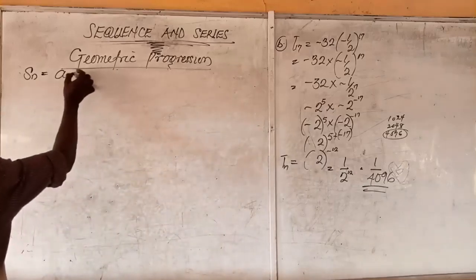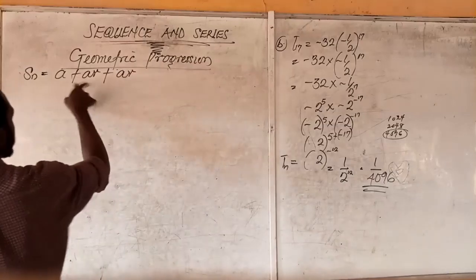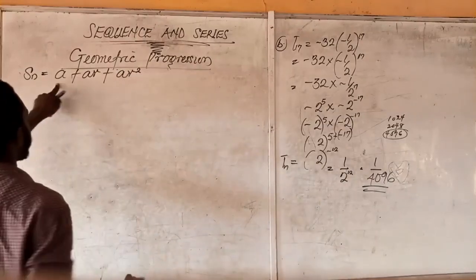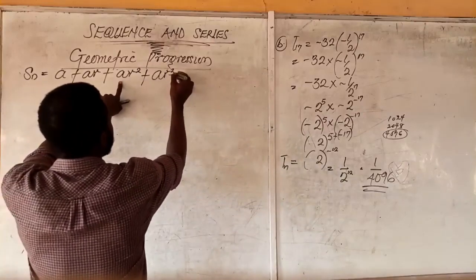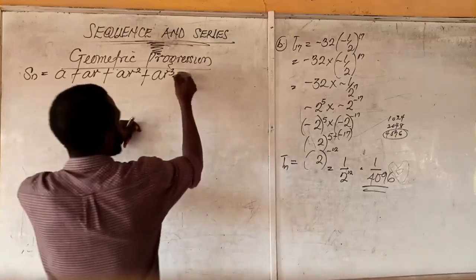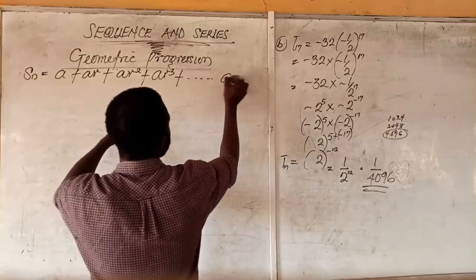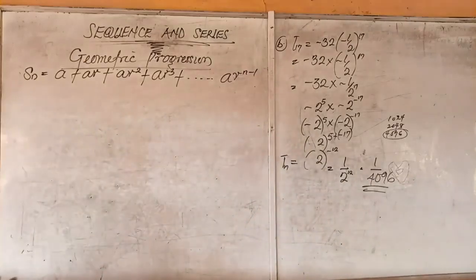So I could have A plus AR plus AR squared. This is my first term, second term, third term. Fourth term will be AR raised to the power 3. Fifth term will be AR raised to the power 4. So you can continue that way. Now I'm going to stop here, plus dot dot dot AR, our nth term, raised to the power n minus 1. Is that clear? Alright.